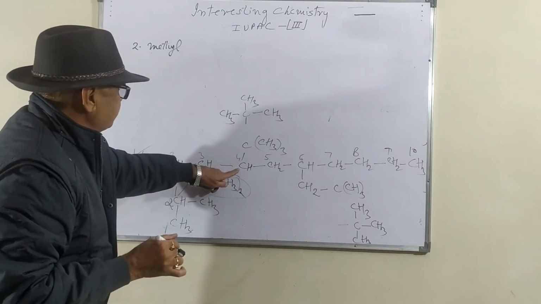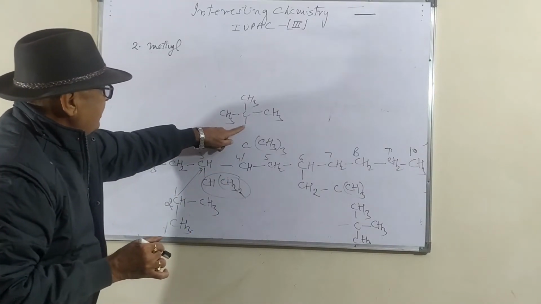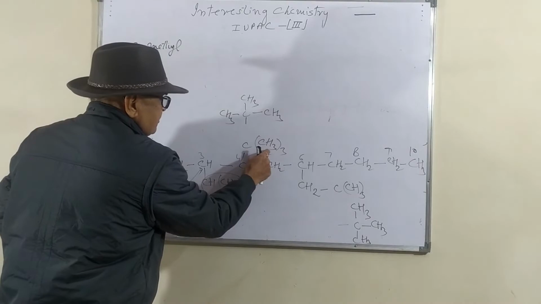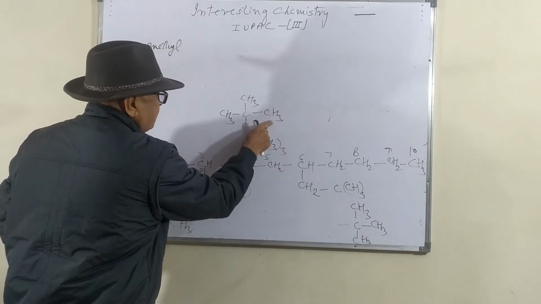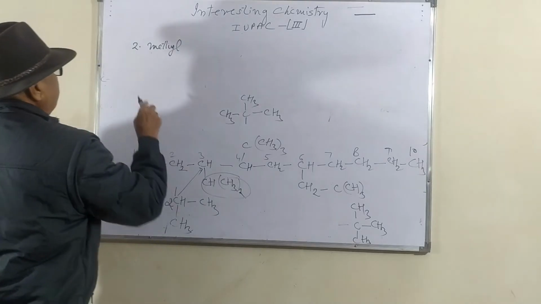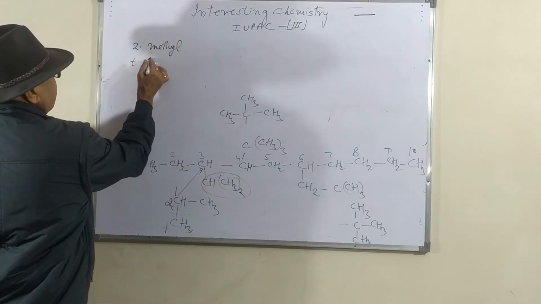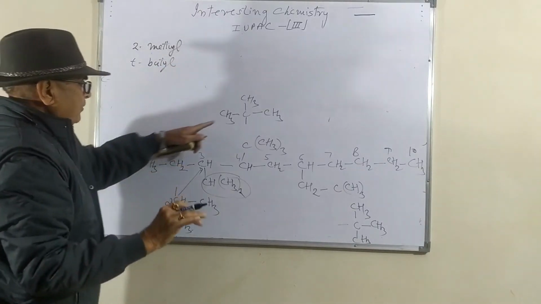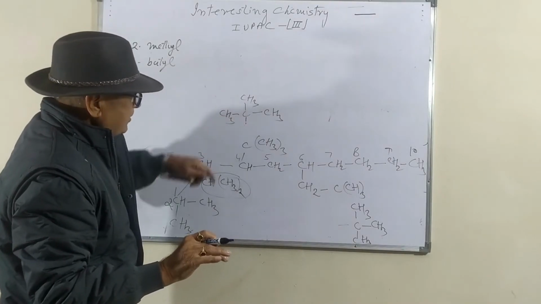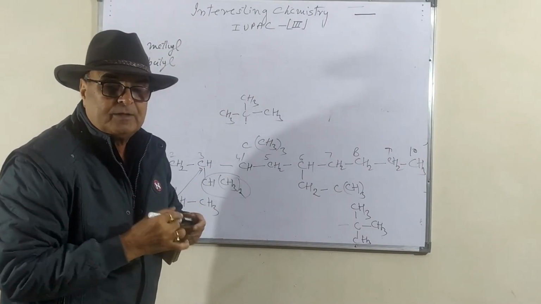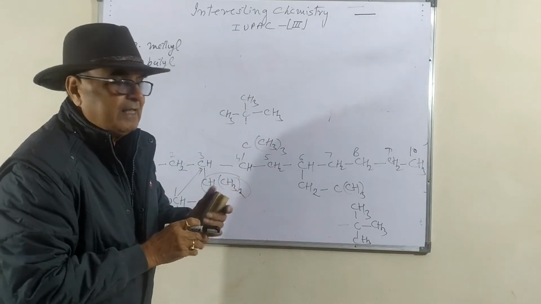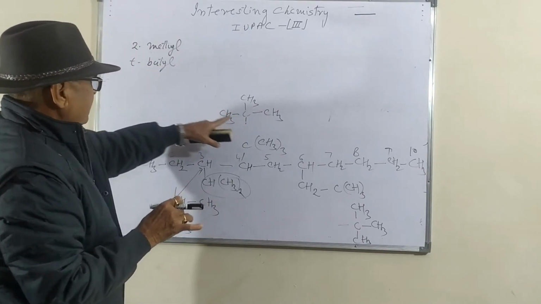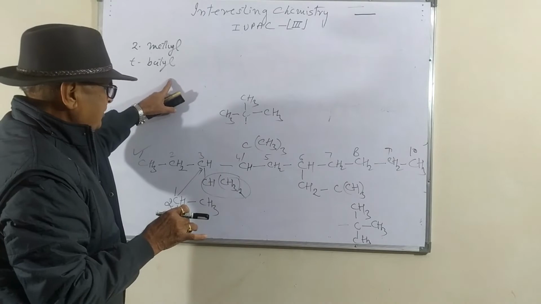Then come to this place. This is the group. What is the name of this group? This carbon has 3 CH3 groups in this form. So the name of this group will be tertiary butyl. I have already told you in my previous video about the alkyl groups. There are 4 carbons, so in this form this alkyl group will be known as tertiary butyl.